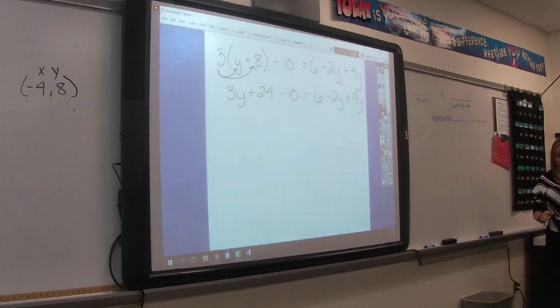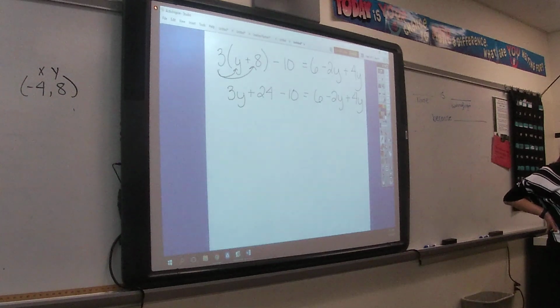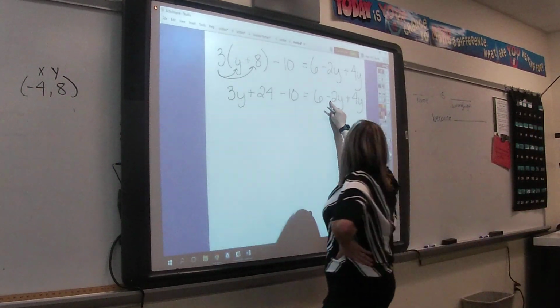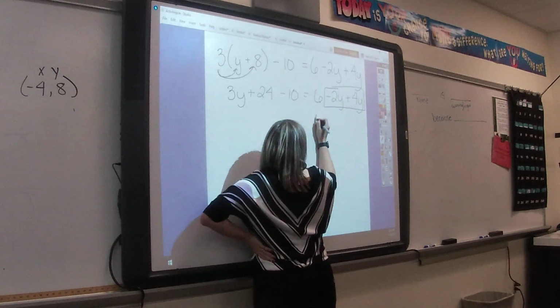Everything else I just brought straight down. Okay, step 2 says if there are like terms, combine them. So what like terms do we have? Okay, so over here a negative 2y and a 4y. What are these going to be when we combine them?